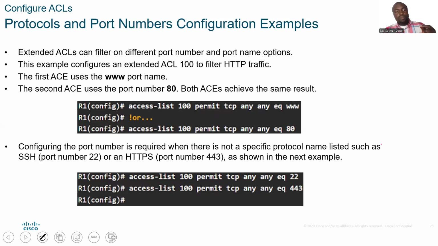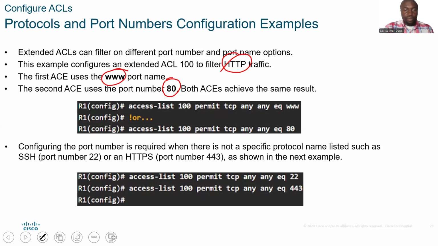So the example configures an extended access list 100 to filter HTTP traffic. HTTP is like a web traffic. HTTP is the protocol that manages web traffic. So in this kind of access list, how you filter is using the port number. So what is then the port number for HTTP? Most of the times you either use www or you use the port number 80. So if you use www or you use 80, you will get the same result.